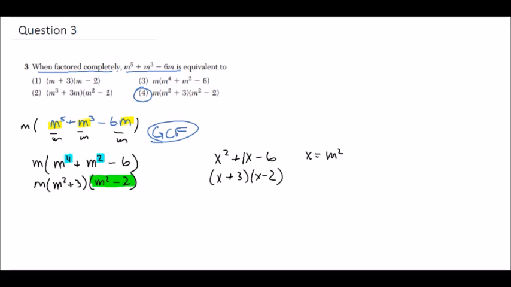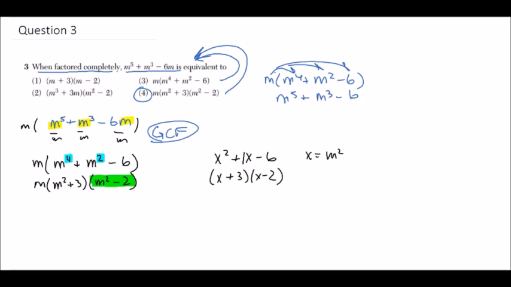Now, the interesting thing about this question is that the back-solving method won't really work here. Meaning we can't just multiply all three of these out, and the reason for that is that more than one of them will actually be equivalent to this. Let's take a look at choice number 3, for example. If I distribute this back out, I will definitely get m to the fifth plus m cubed minus 6m. The problem here is that it's not factored completely, and the question's requesting that we factor it completely.